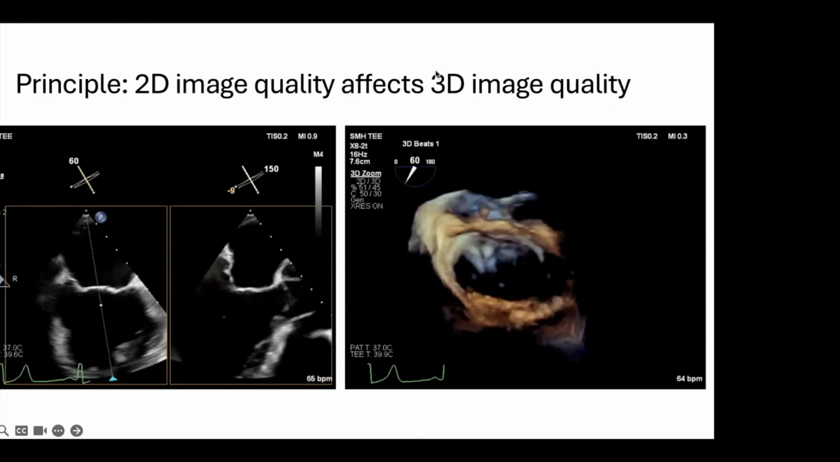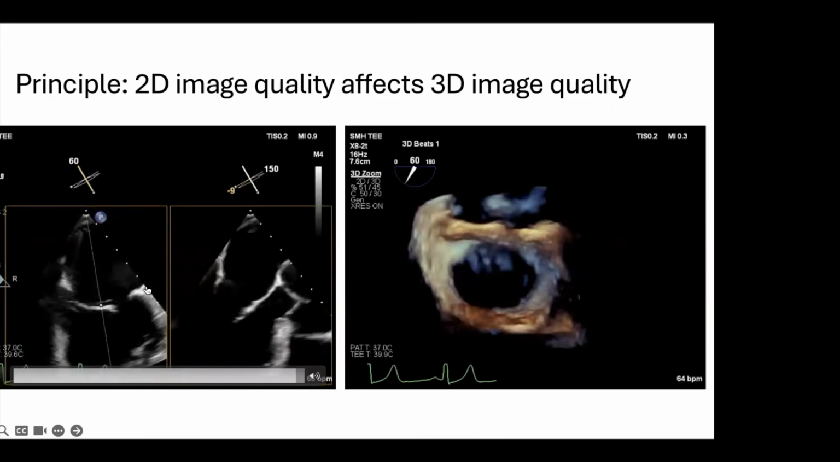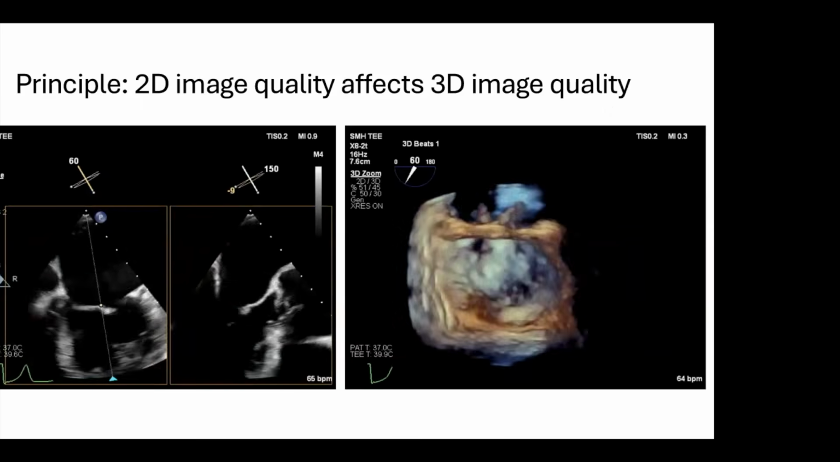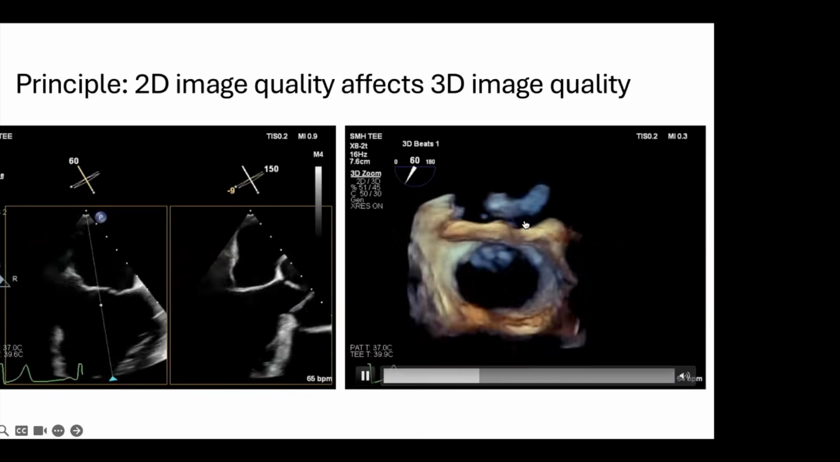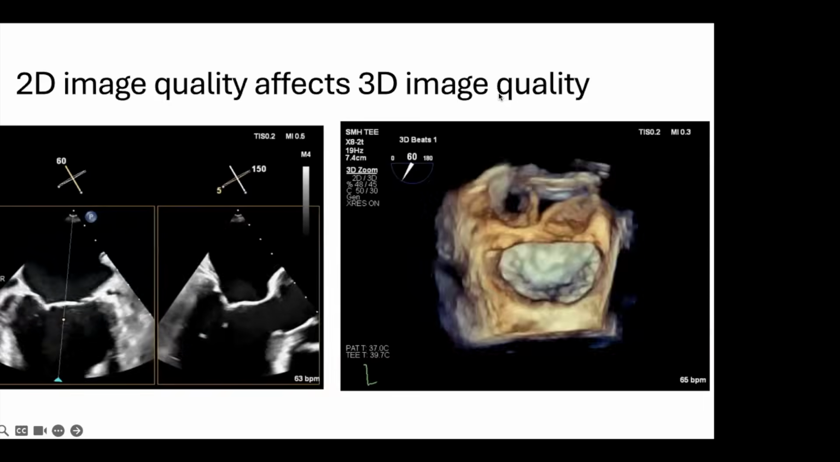So this is a transesophageal echo. The contact is not good. You can see on the 2D images, it's kind of dark. We don't see the valve very well. It cuts in and out. It's choppy. So if you take this and you produce a 3D image, this is what you're going to get. It's not helpful at all.